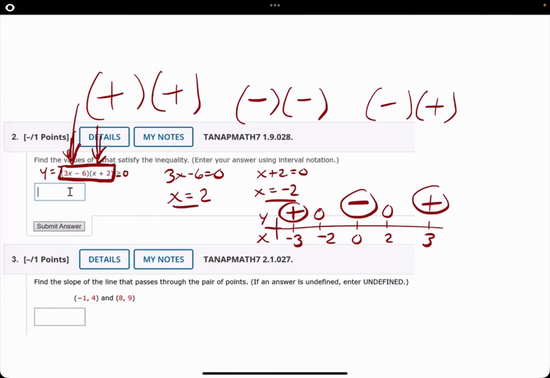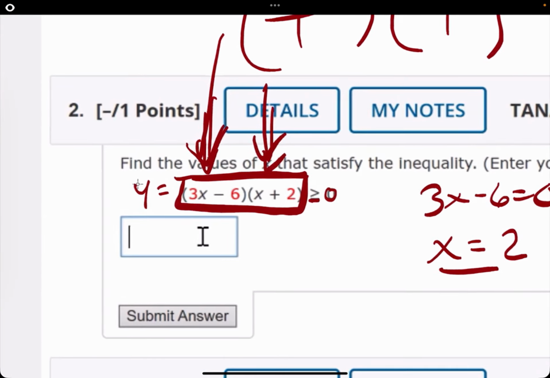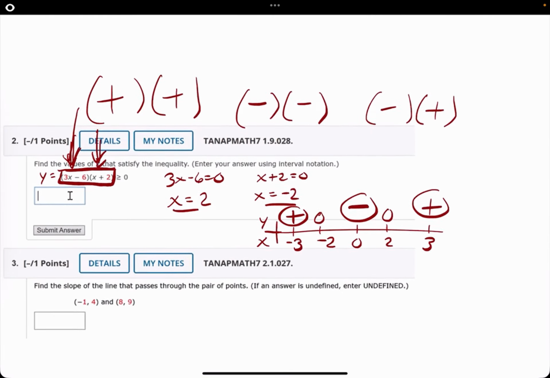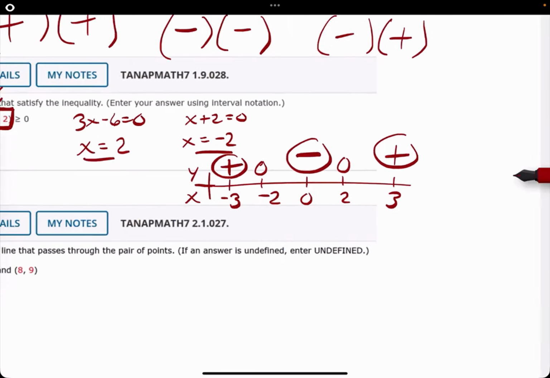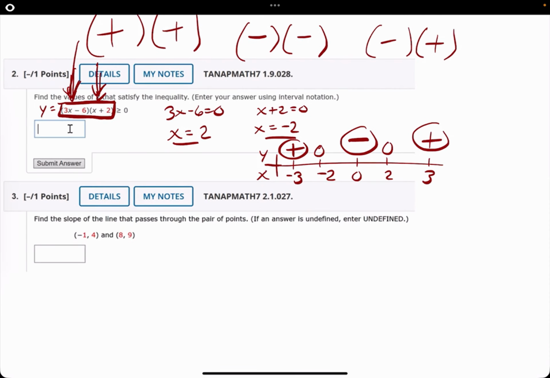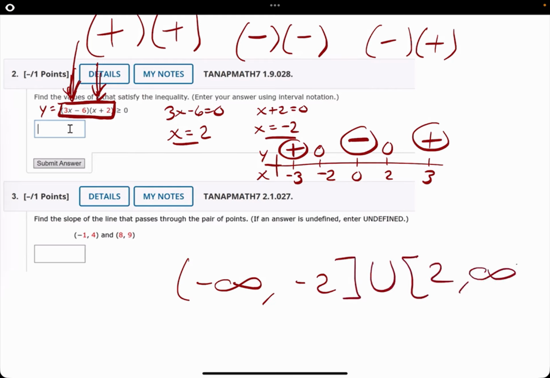We wanted to know where is this expression, or where's y, greater than or equal to 0. It's greater than 0 wherever the y value is positive, and it's equal to 0 at negative 2 and 2. So negative infinity to negative 2, bracket, union, bracket, 2 to infinity.